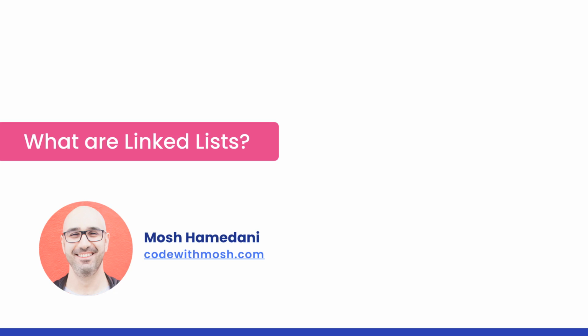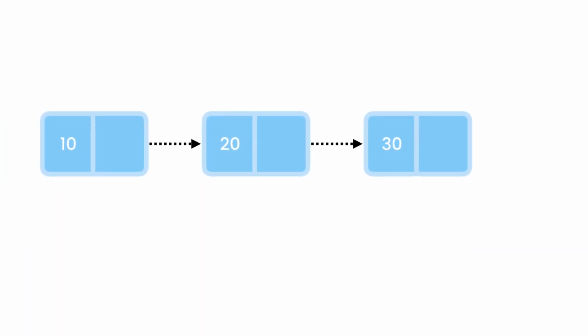We use linked lists to store a list of objects in sequence. But unlike arrays, linked lists can grow and shrink automatically. As you can see here, a linked list consists of a group of nodes in sequence. Each node holds two pieces of data. One is a value, and the other is the address of the next node in the list. So we say each node points to or references the next node.